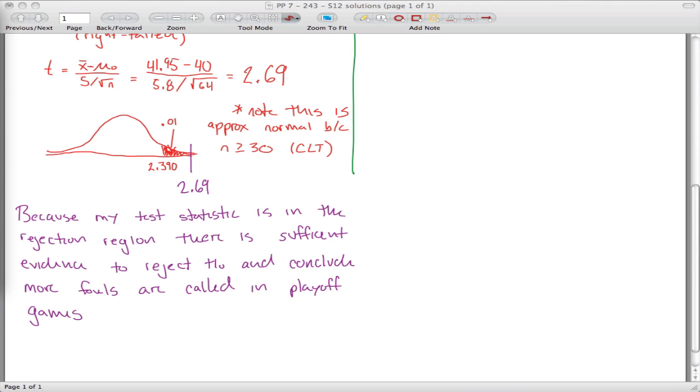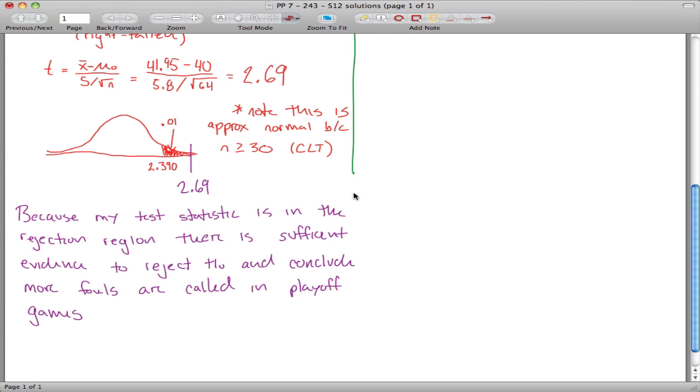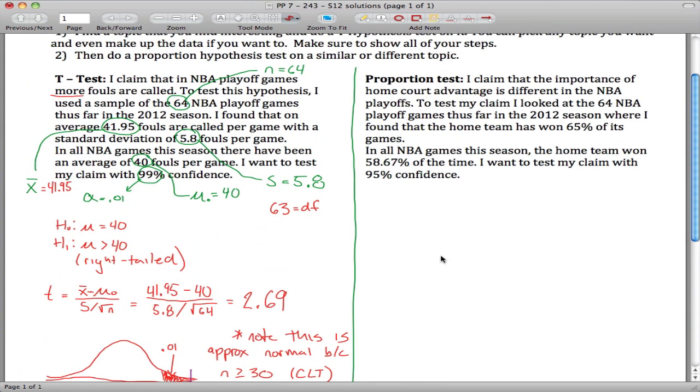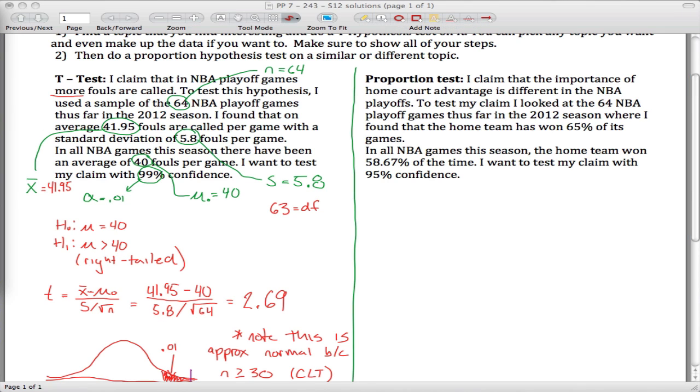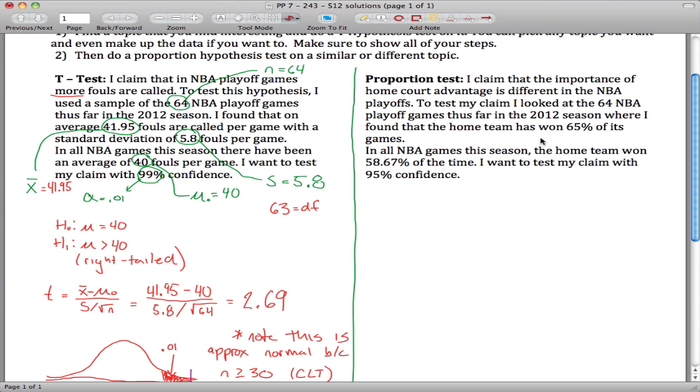Something like that. And that ends the first half of this problem. There's another half, which I'll tackle over on this side. It's a proportion test. So you go through here, you read through the problem and try to find all the pertinent information. Really, there's only a couple things we need. First of all, that n is 64.